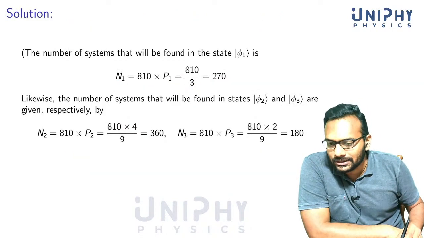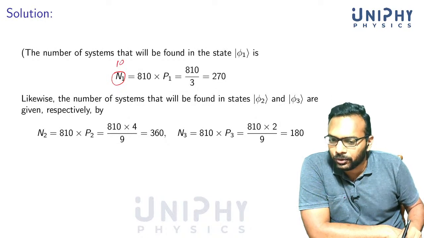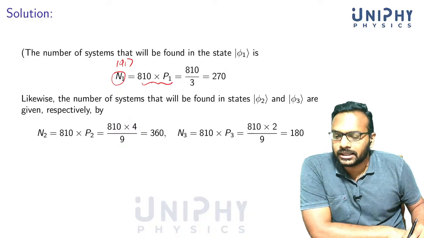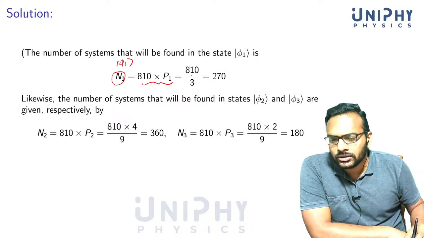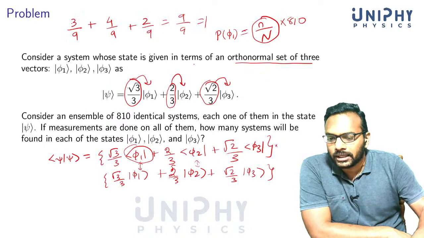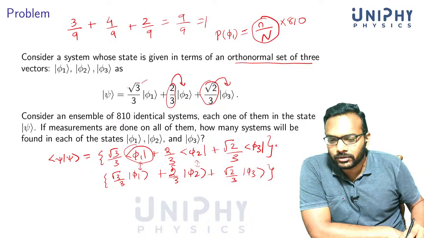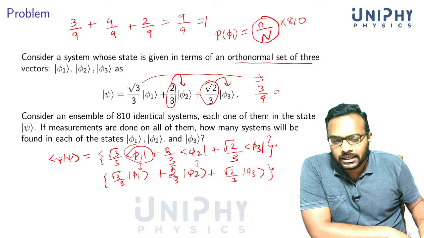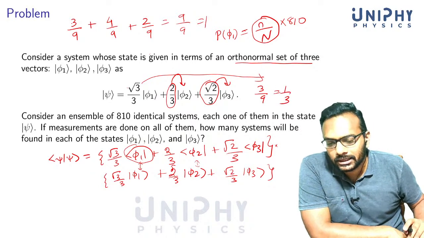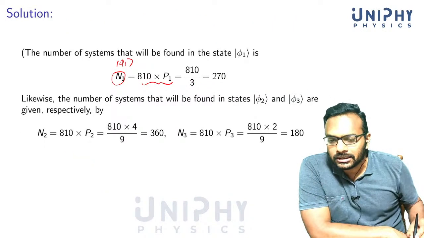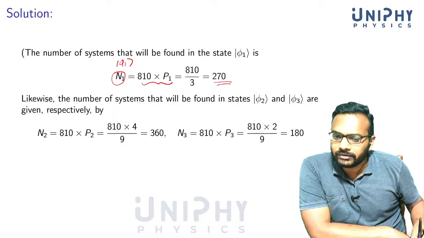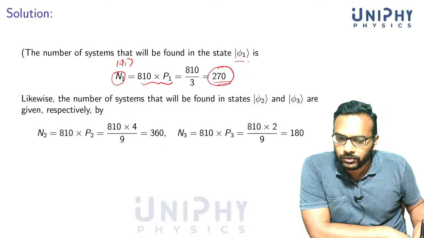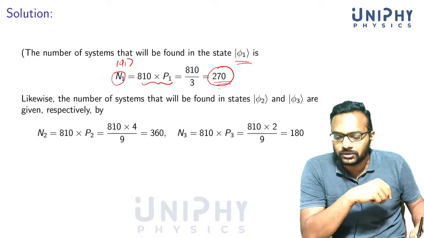So N1 is the number of systems which end up in the state phi 1. That's 810 multiplied by P1. P1, the probability 1, you see from here, is modulus C1 squared, that's equal to 3 by 9, and that's equal to 1 by 3. Is that correct? Yes. So that is 270. So after the measurement, 270 of the systems will be in the state phi 1.